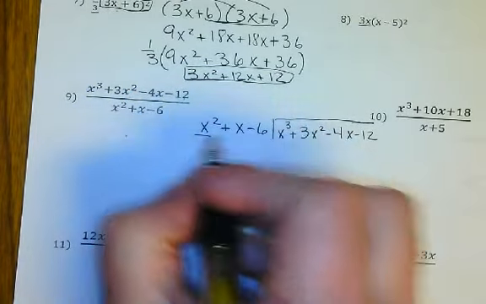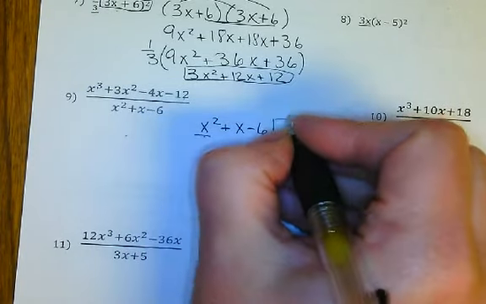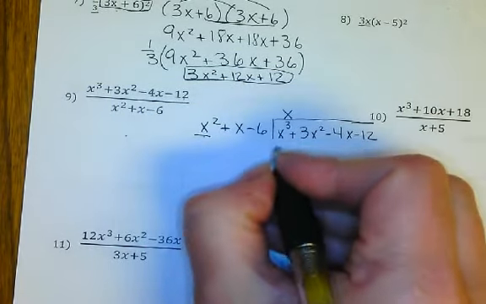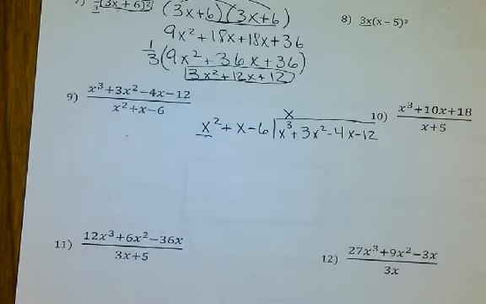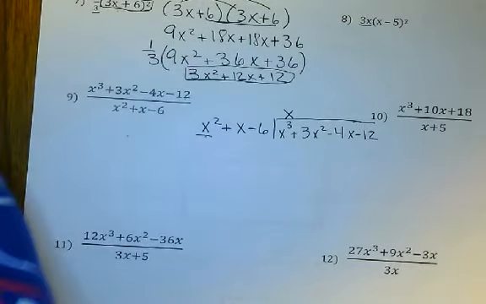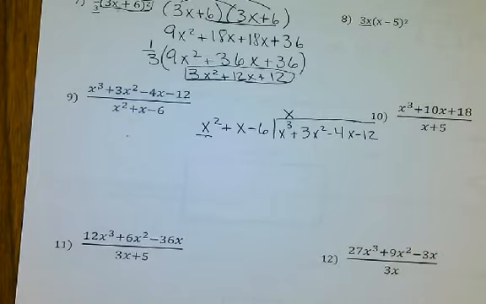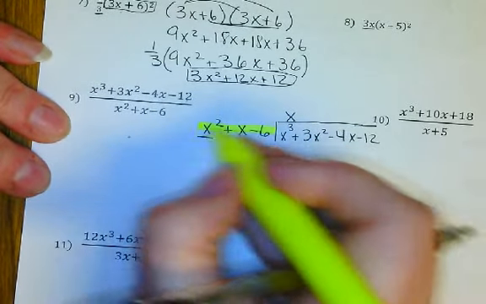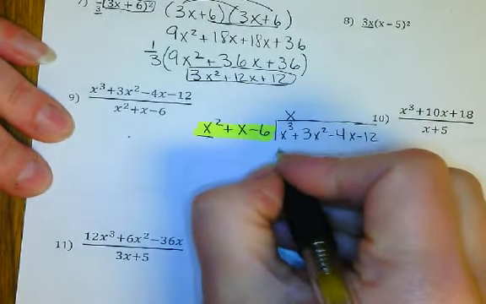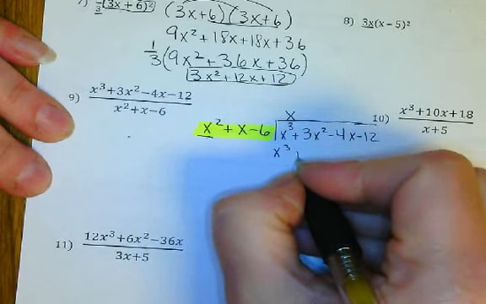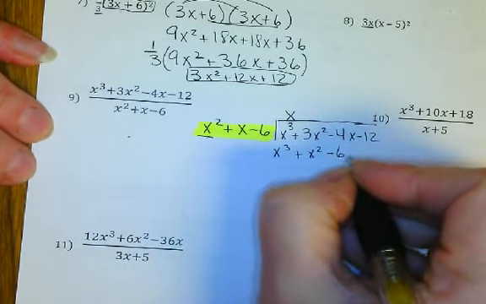All right, so on this part here, I'm going to ask myself, x squared times what gives you x cubed? It's x. And then I'm going to multiply that x by all of this. So that gives me x cubed plus x squared minus 6x.